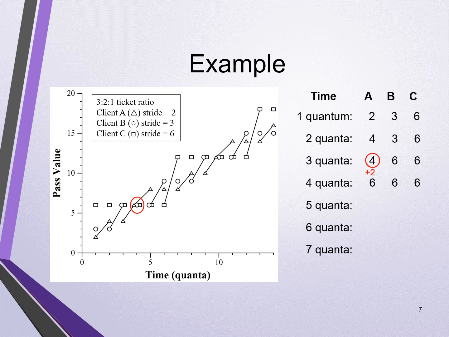Lowest pass is again held by client A. Client A has a CPU for a quantum, and its pass of 4 is advanced by its stride of 2 to 6. Skipping a couple, at the 6th quantum, the minimum pass is finally held by client C. It uses a CPU for a quantum, and its pass of 6 is advanced by its stride of 6 to 12.